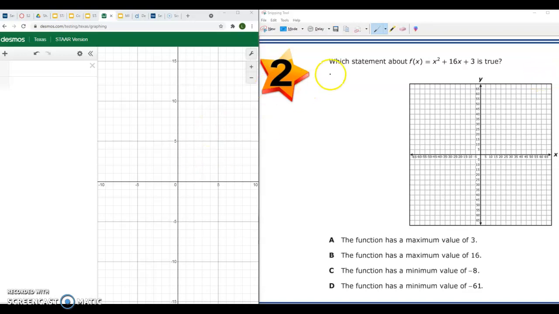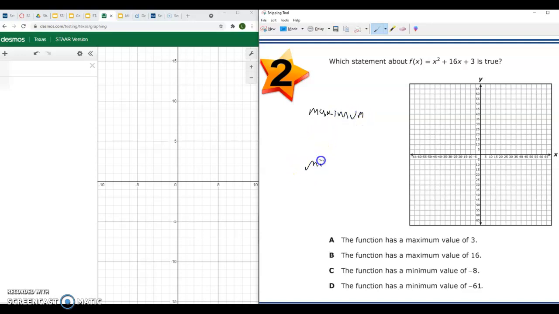Problem number 2. The question said which statement about f of x equals x squared plus 16x plus 3 is true. Now, if we look at the statements, with these kinds of questions, guys, you usually want to look at your statements first. And when we look at these statements, notice all your answer choices say maximum, maximum, minimum, minimum. So really, guys, we need to know what a maximum and what a minimum is, right?